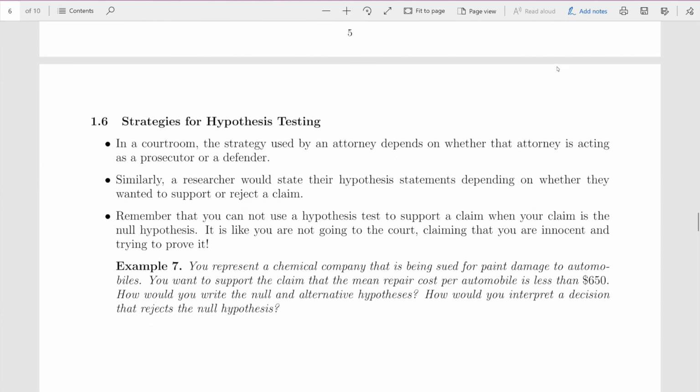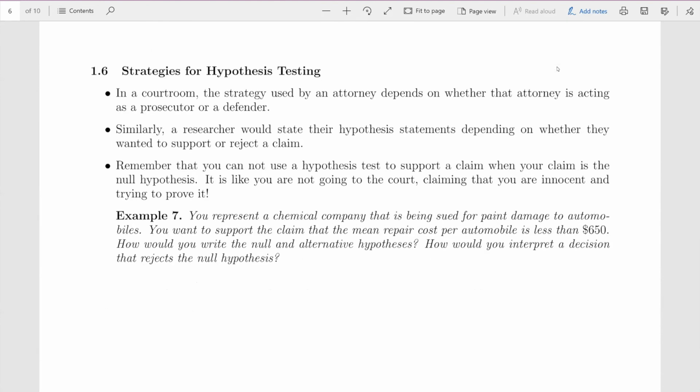So there are some strategies for hypothesis testing. For example, in a courtroom, right, the strategy used by an attorney depends on whether that attorney is acting as a prosecutor or as a defender. Similarly, a researcher would state the hypothesis statements depending on whether they wanted to support or reject a claim.